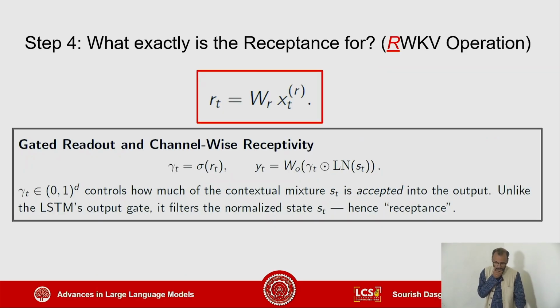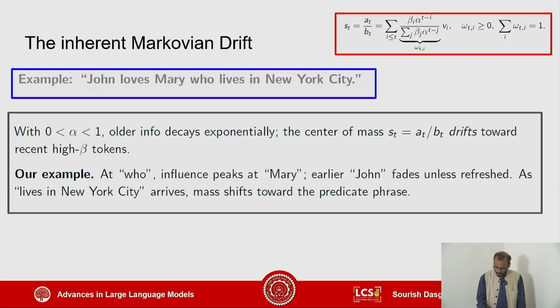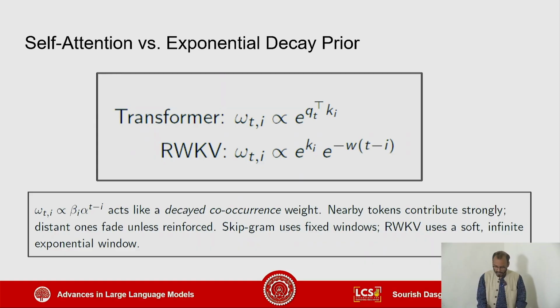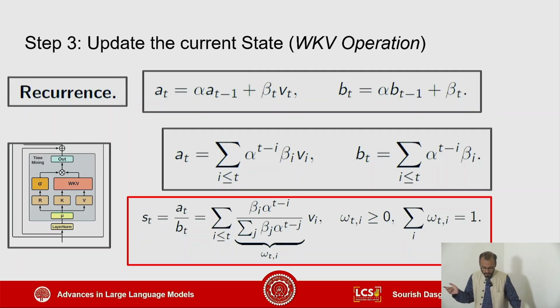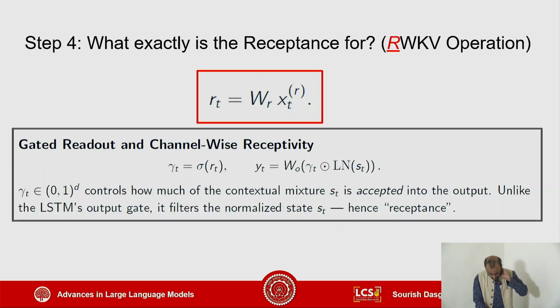All right, so now comes the R part. So this was the WKV operation, the one in the red box. Now the R. So what does the R do?